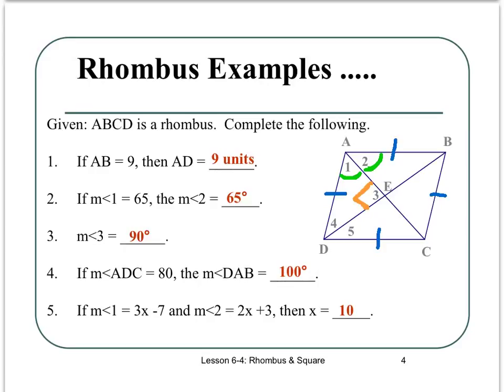Lastly, if angle 1 is 3x minus 7, and angle 2 is 2x plus 3, what would be the value of x? We know that segment AC bisects this big angle DAB. So that means the measure of angle 1 is going to equal the measure of angle 2. So you're going to end up with 3x minus 7 is equal to 2x plus 3. Now it's just a matter of algebra. You're going to end up with x is equal to 10. So that's how we use those properties of a rhombus to solve these kinds of problems.